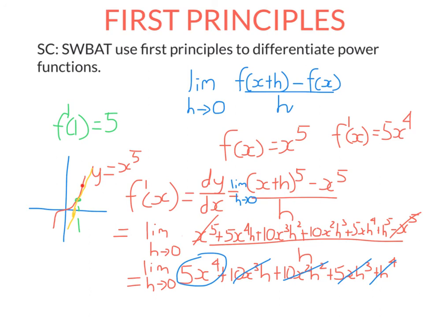It will be changing a different amount. You'll get a different gradient up here at a different point. There'll be a different gradient over here. But this is a function, so we can substitute in any value of x and find the gradient of the red curve. It's just 5 times whatever x is to the power of 4.